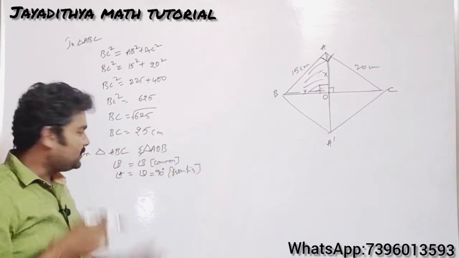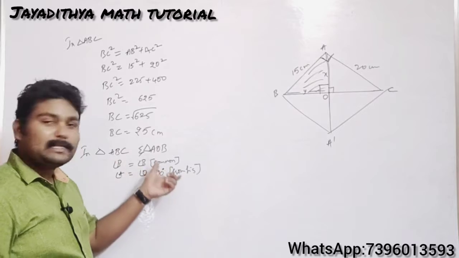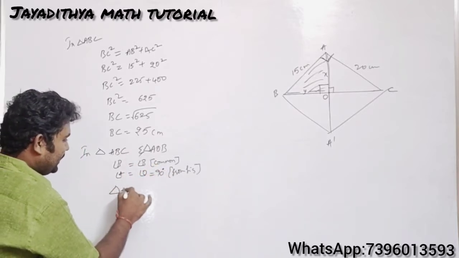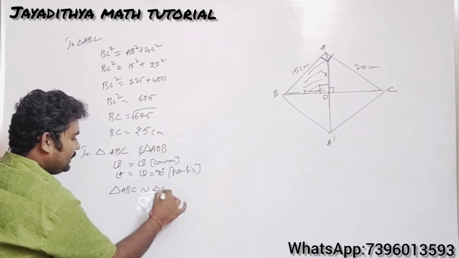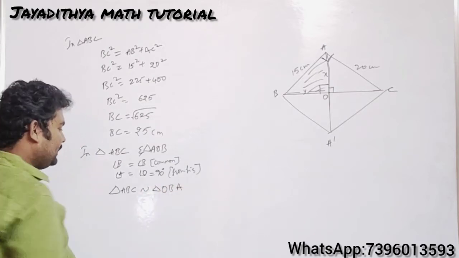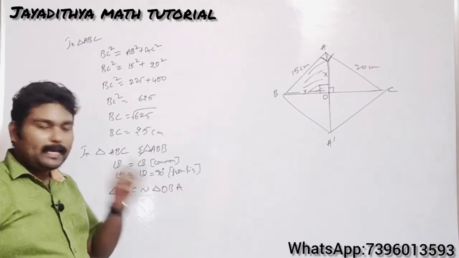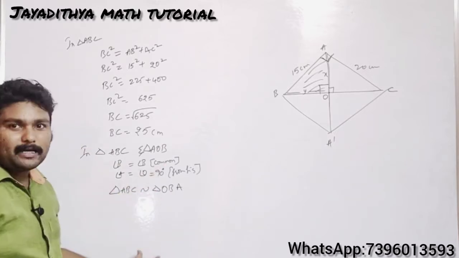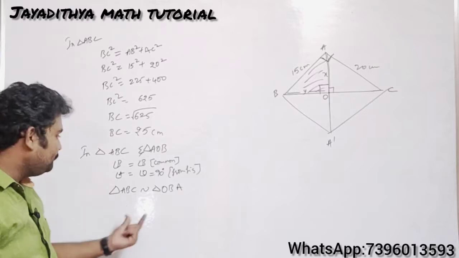So by AA similarity, you have shown two angles are equal, right? Therefore, by AA similarity condition, what you can say here? So triangle ABC is similar to triangle OBA, right? Clear? After this, write the ratio of the corresponding sides. So this part is important. Write the ratio of the corresponding sides here.